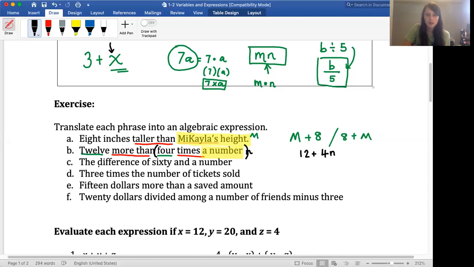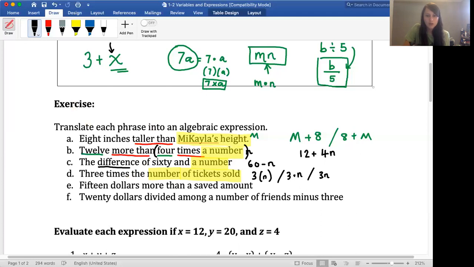Difference, that is division, or not division, subtraction, difference, right? So 60 and a number, so 60 minus n. 3 times the number of tickets sold. So let me highlight my unknowns. Number, I don't know. The number of tickets sold, I don't know how many that is, but it's 3 times that amount. So I'm going to do 3n, or you could write 3 times n, or you could write just 3n, right? Any of these would work.